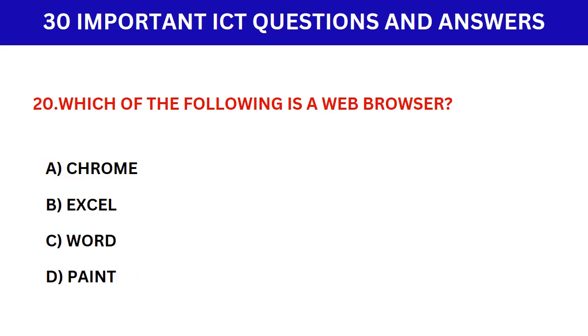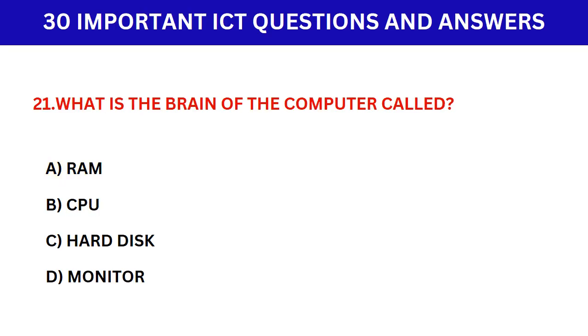Question number 20. Which of the following is a web browser? Option A, Chrome. Option B, Excel. Option C, Word. Option D, Paint. The right answer is option A, Chrome. Chrome is a web browser used to access websites.